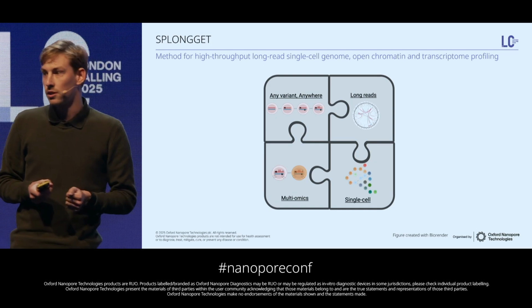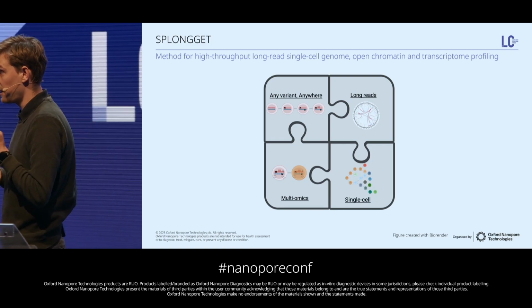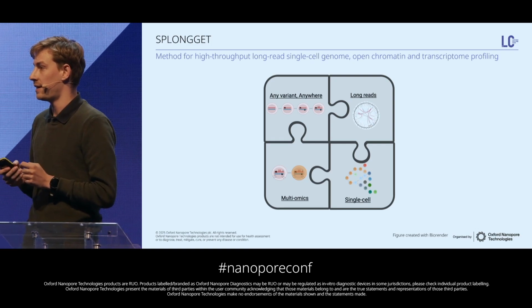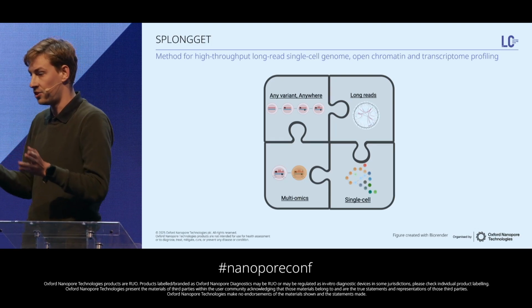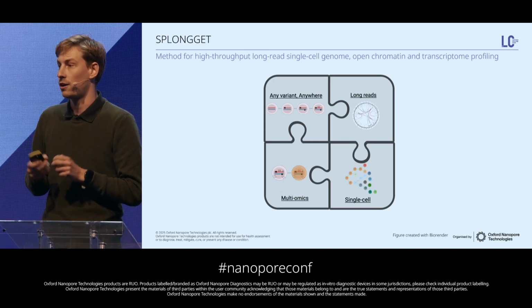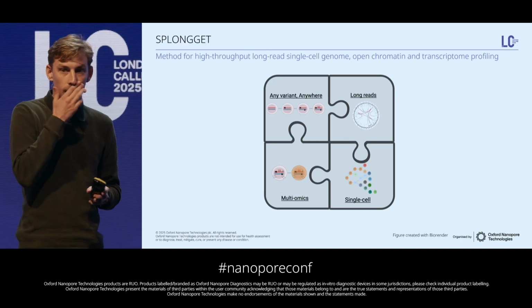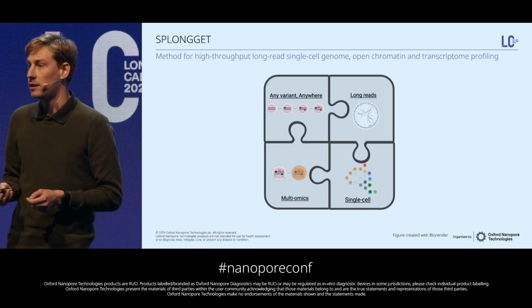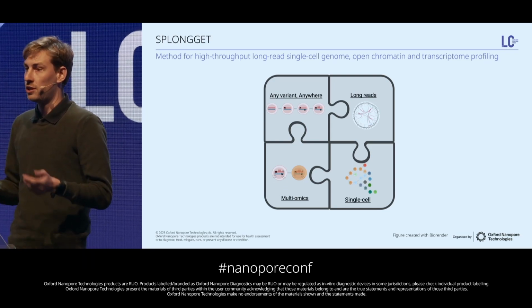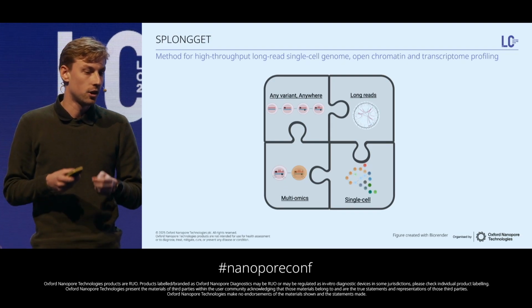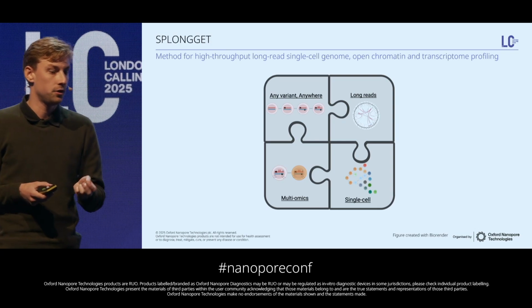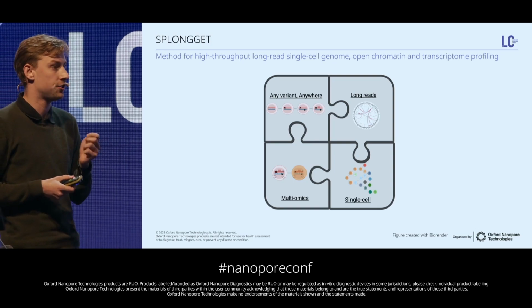And so what we really want is one single method that is able to capture any variant anywhere in the genome while still having readout at the other omic layers like our transcriptome or epigenome. And so in the lab, we developed our own method, which we call Splonget, which is a high-throughput, long-read, single-cell method able to profile your genome, open chromatin, and transcriptome layer.